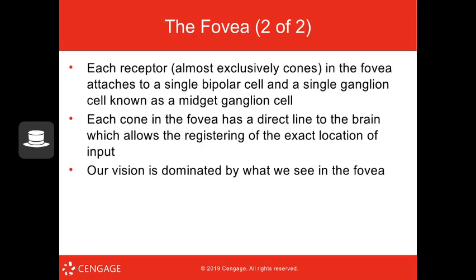So each cone in the fovea has a direct line to the brain, which allows the registering of the exact location of input. Again, this is because it's so focused on focus. You want to give each receptor the ability to get that information directly to the brain. And our vision is primarily dominated by what we see in the fovea.